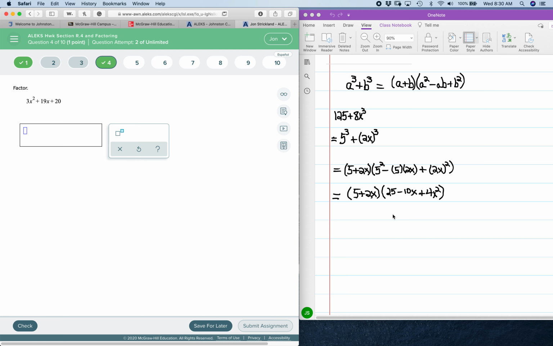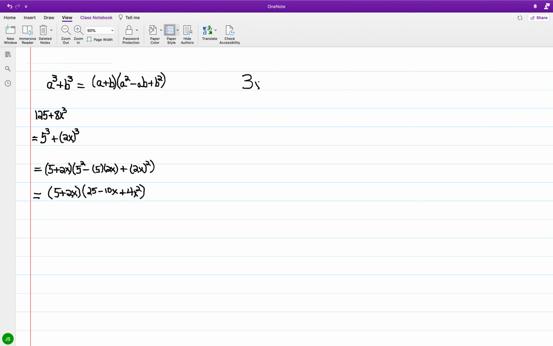Now, where factoring is concerned, we could potentially involve factoring by grouping. Here we have 3x squared plus 19x plus 20. If you were to go with the factoring by grouping approach as opposed to using trial and error, we can multiply the first and last coefficients: 3 times 20 becomes 60. We need factors of 60 that have 19 as a sum.